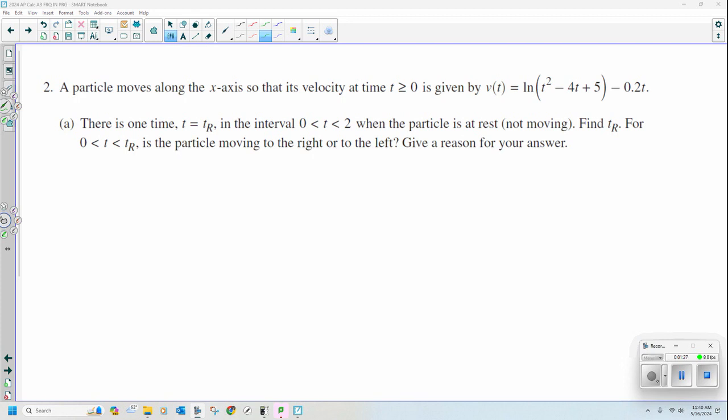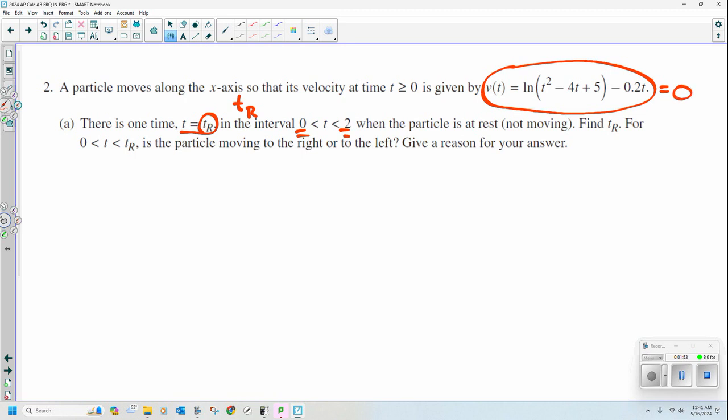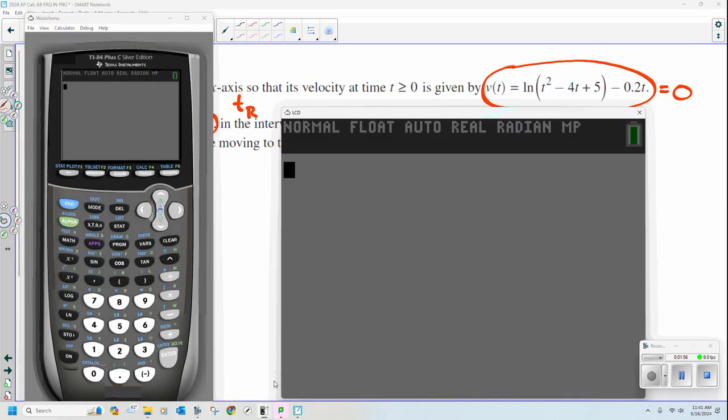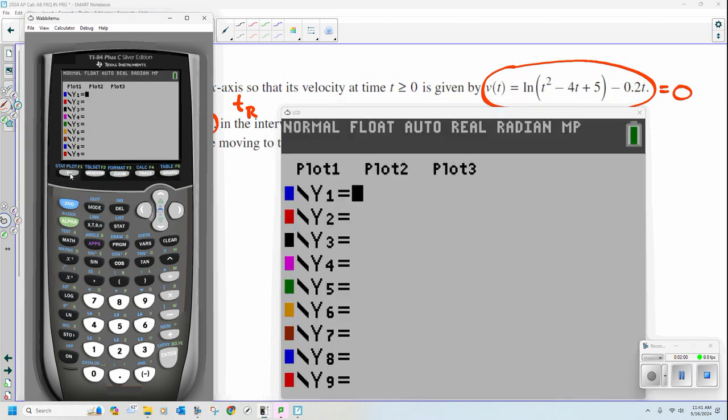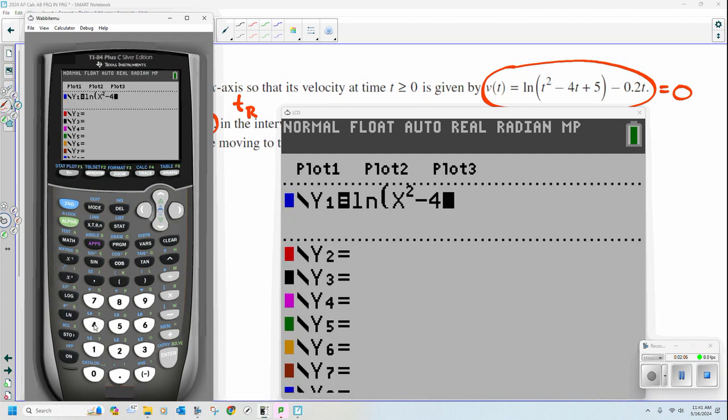Let's do one thing at a time. First of all, there's 1 time t. They're going to call it tr. It's between 0 and 2, where the particle is at rest. Find tr. Find the time. The sub r means time at rest. Okay, here's velocity. If something's not moving, the velocity needs to equal 0. We have a calculator, so why not put this right in the calculator? And that's exactly what I'm going to do. Boom. My velocity is the ln of x squared minus 4x plus 5, close that parenthesis out, minus 0.2x.